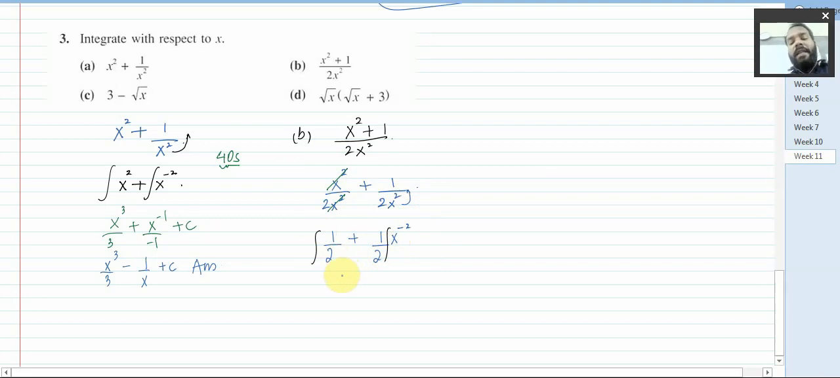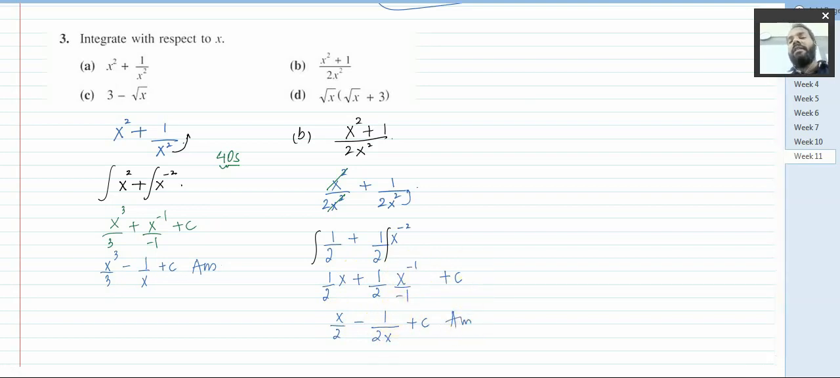Integrate of constant, it will be 1 upon 2 times x, plus 1 upon 2 integrate of x power minus 2, it will be x power minus 1 over minus 1, and then plus c. If I simplify it, it's x upon 2 minus 1 over 2x plus c. Why x in the denominator? Because you have a negative power, and when you switch your power to the denominator, it will change its sign. So that is your answer. I hope that it is clear to you.